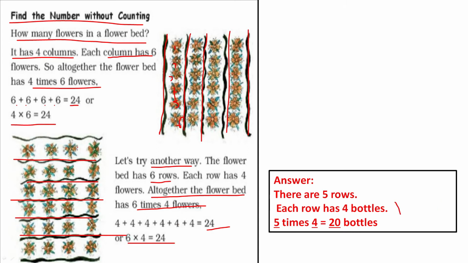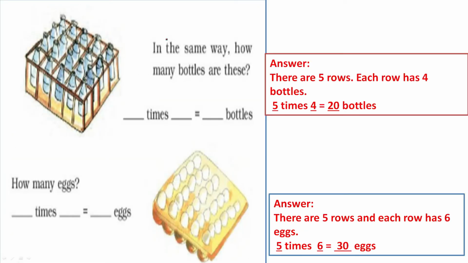Now in the same way, how many bottles are these? Dash times dash. That means there are 5 rows. In each row you can find 4 bottles: 1, 2, 3, 4. There are 5 rows: 1, 2, 3, 4, 5. So 5 times 4. 5 times 4 is equal to 20 bottles.